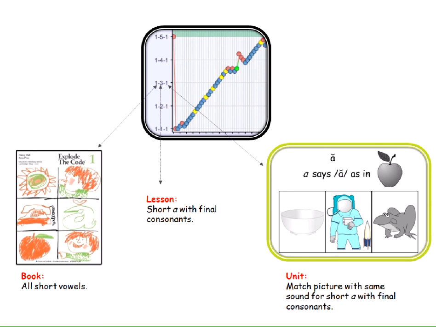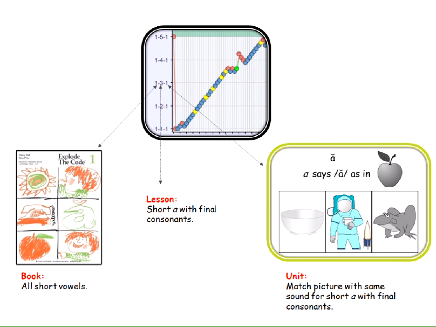Explode the Code Online activities are labeled by book, lesson, and unit. The book represents the workbook level that covers several phonetic concepts. The lesson represents the specific concept presented. The unit represents the type of activity being performed for that concept.